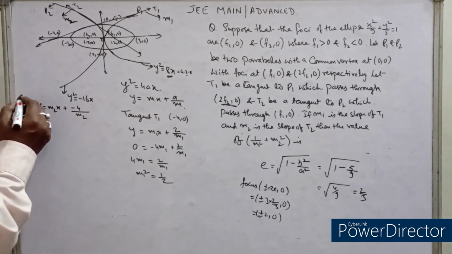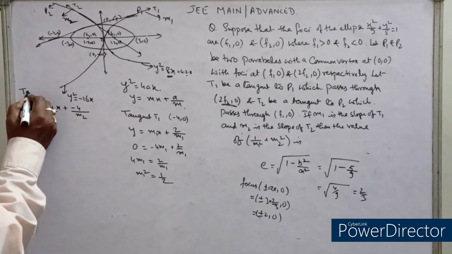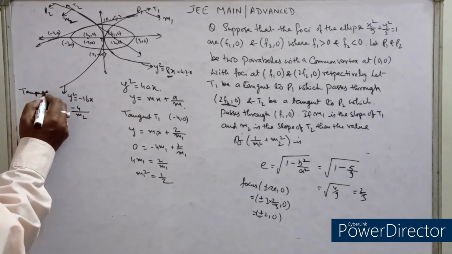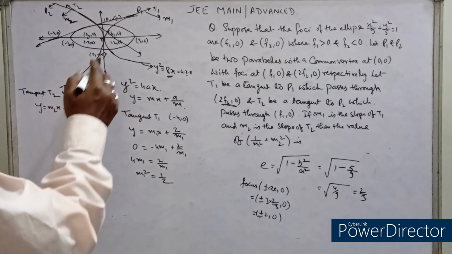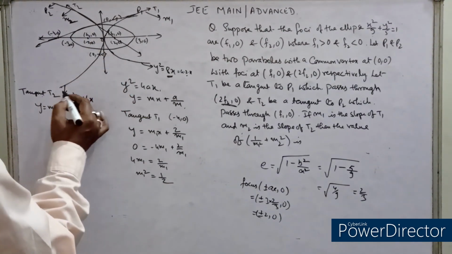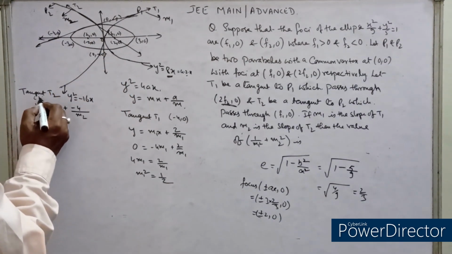And this is for tangent T2. For your tangent T2, again this passes through 2 comma 0.